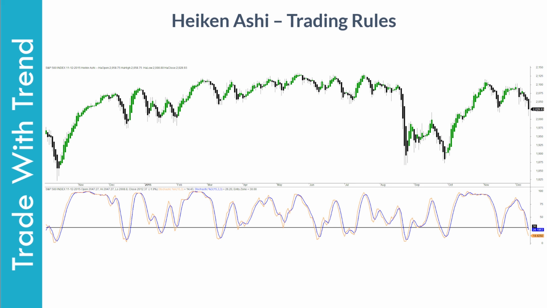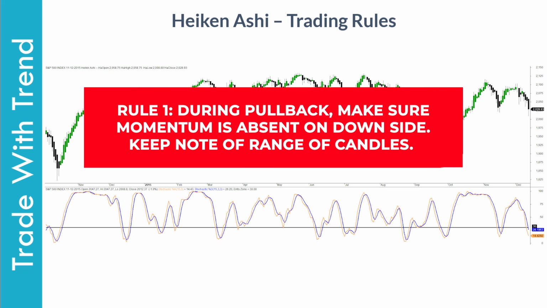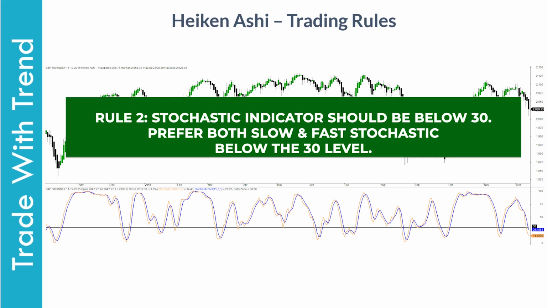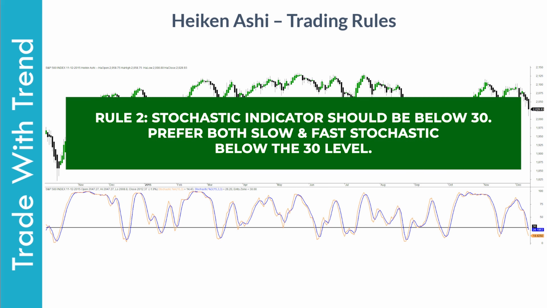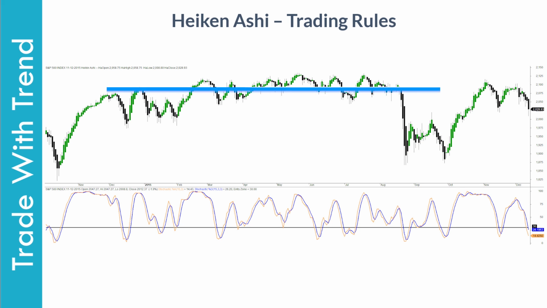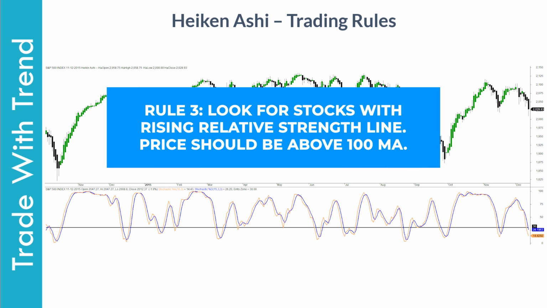Before we move forward, let us look at the 3 main rules we need to apply in this Heiken Ashi trading strategy. Rule number 1. When price pullbacks, make sure momentum is absent on the downside. Always measure this with the range of the candle. Rule number 2. Stochastic indicator should be below 30 and preferably both slow and fast stochastic should be below the 30 level. Rule number 3. Always prefer stocks with high relative strength ratings and do check for volumes to analyze the overall trend. Price should also be above the 100 period moving average.